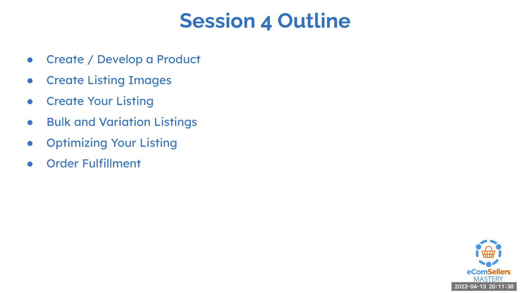We're going to talk briefly about creating bulk or variation listings, which is not 100% applicable in what we are doing. I mean, we're doing printables, though there are some printables where you will do bulk or variation listings, and we'll talk about what that is. We'll also talk about a couple of things around optimizing your listing. We're actually covering that first.